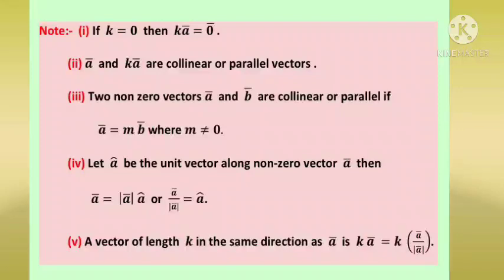Now the fifth note, what is it? If you want to find any vector of length k in the same direction as A bar, what will it be equal to?